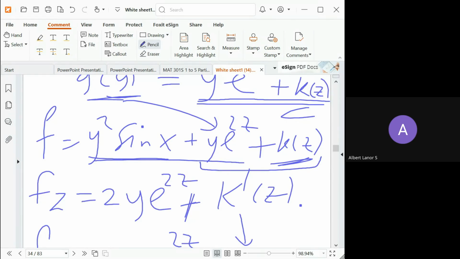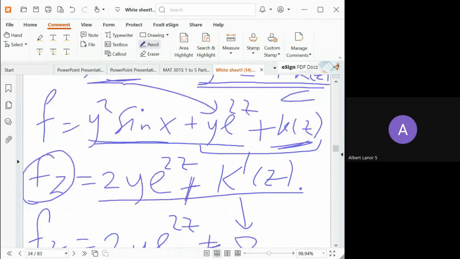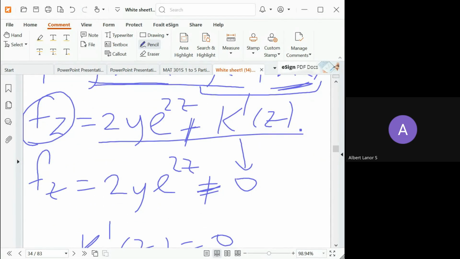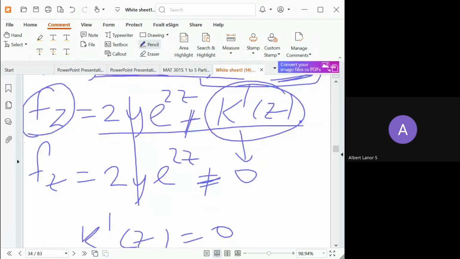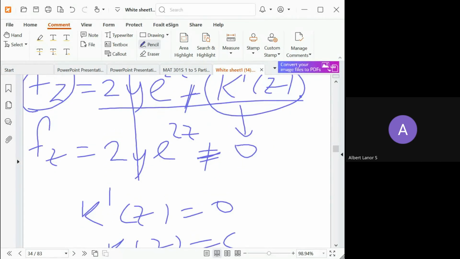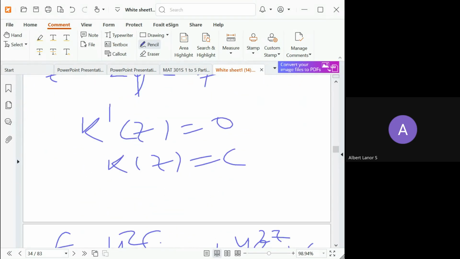If I differentiate this function with respect to z, I'll have this. But from the original problem, we know that the third term is fz. So I'll compare this with the third term. Then I see that these two terms are here already. But the k prime, there's no term for it, so it should be 0. Now, if k prime is 0, it means that k should be a certain constant.